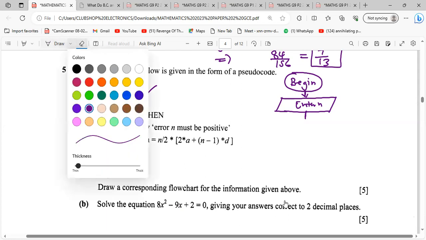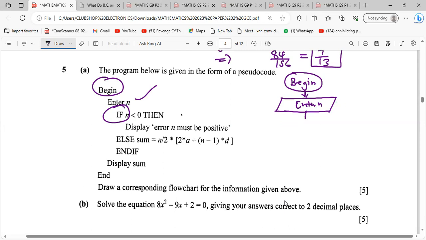Okay, we can maybe start by writing it. Instead of saying if, we'll put a question. We'll say, is n less than 0, right? The answer is yes, it may be less than 0, or no, all right?